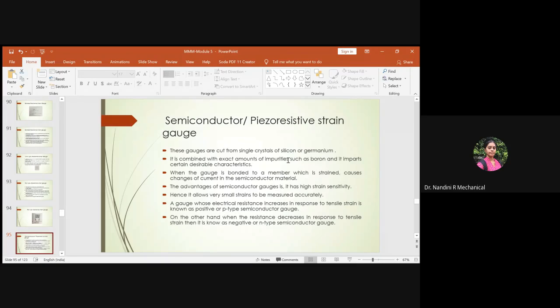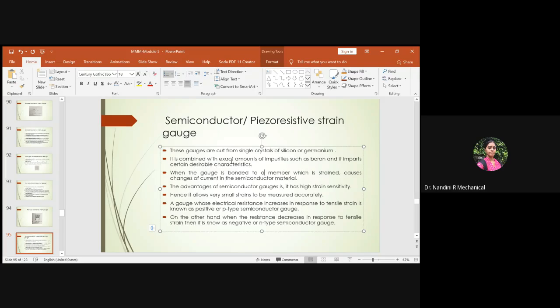A better word than impurity is dopant. The reinforcement of any foreign material into the existing material comes into the picture, hence the word impurity. So you can use either the name reinforcement or dopant. When you dope some extra material into the existing silicon or germanium, it helps to get the desirable characteristics which are needed as a functional variable for semiconductor gauges.